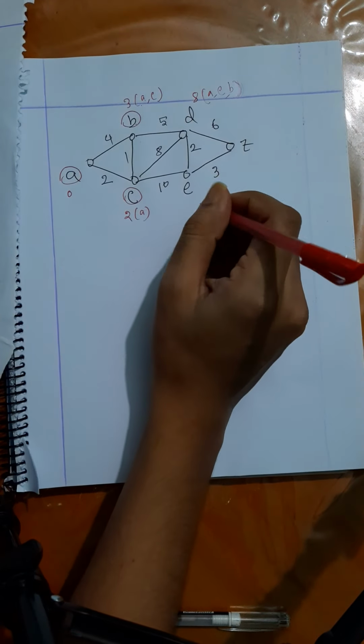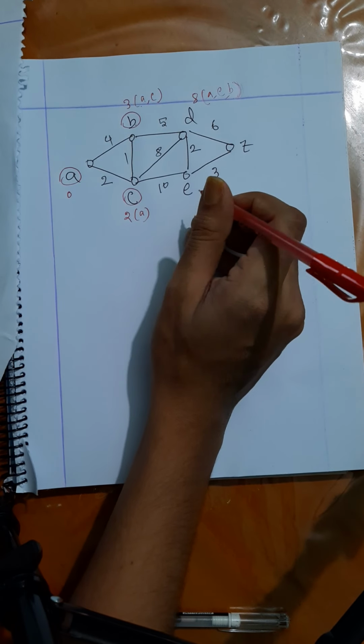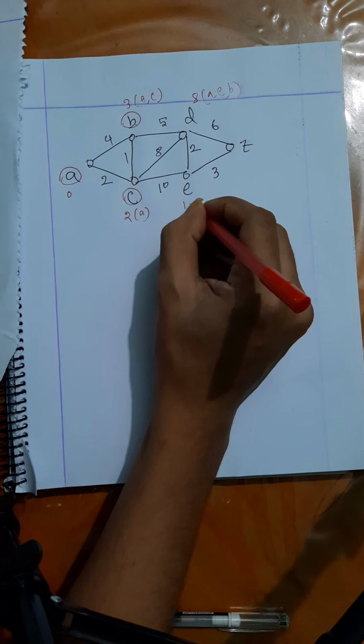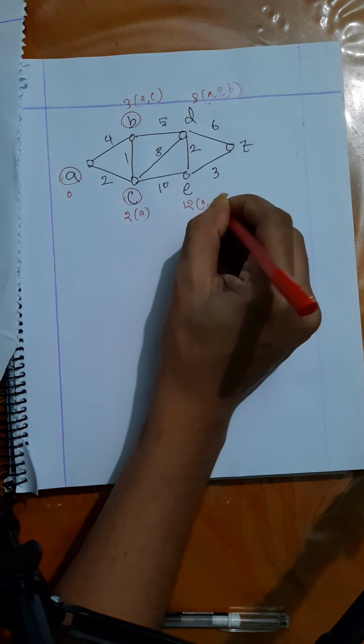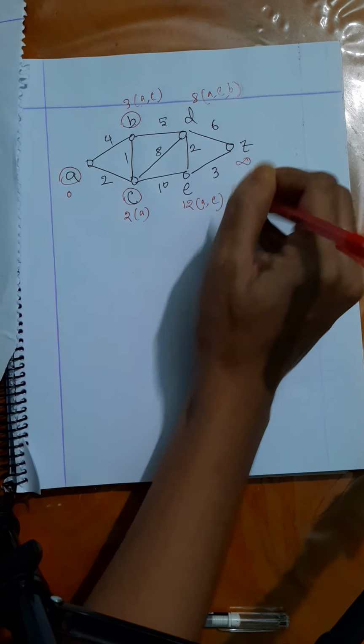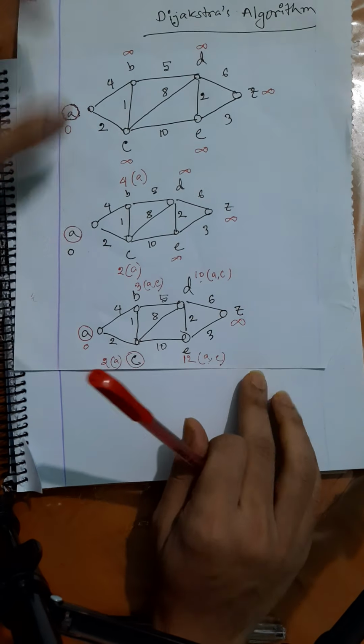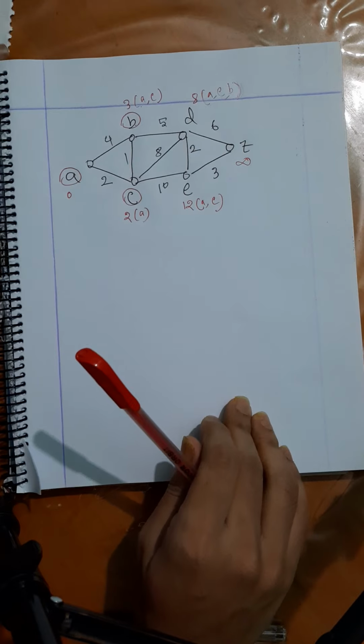The other nodes and the distance values of those nodes are going to be unchanged for now. E was 12, coming from A and C, and Z was infinite. I missed a part here. Z is going to be infinite here also. So A, B and C are done.